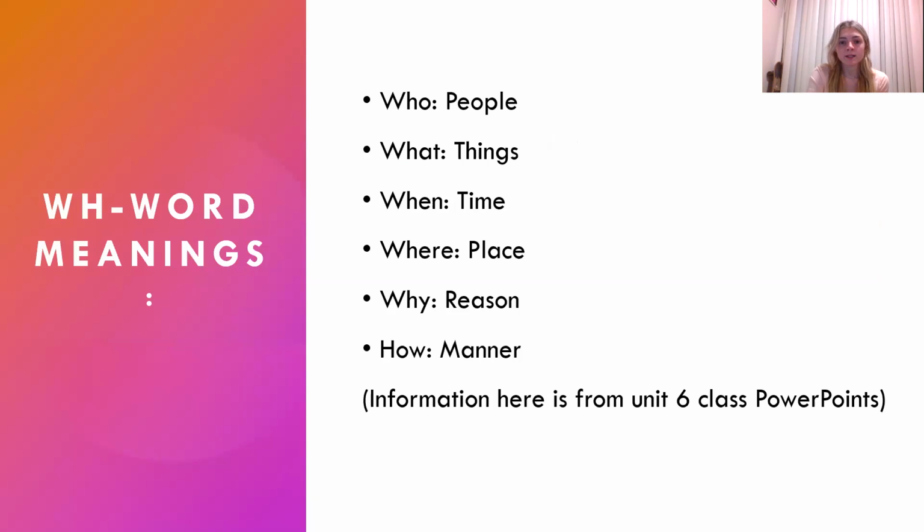WH word meanings. So each word can have a meaning that can relate with the context in the word or in the sentence. So for who, it would be people. For what, it would be things. For when, it would be time. For where, it would be place. For why, it would be the reason. And then how would be manner. And then the information I found here was from our Unit 6 class PowerPoints. We learned about this in our class as well. So I think it's important to teach our students it as well.